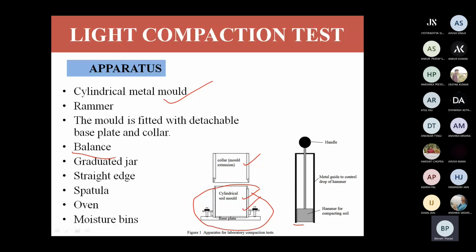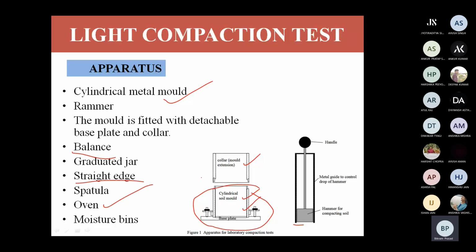So we will be adding the water subsequently. A straight edge will be there for removing the soil particles which are on the top, making it like a curve. You have to make it a straight edge. A steel scale can be used. A spatula will be there, and an oven for calculating the moisture content of the soil particles and the moisture cans. They are basically the apparatus we will be using for this test.